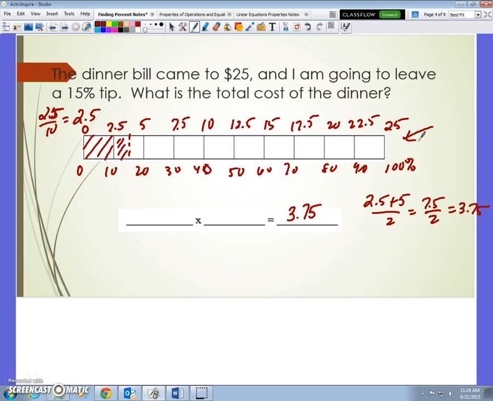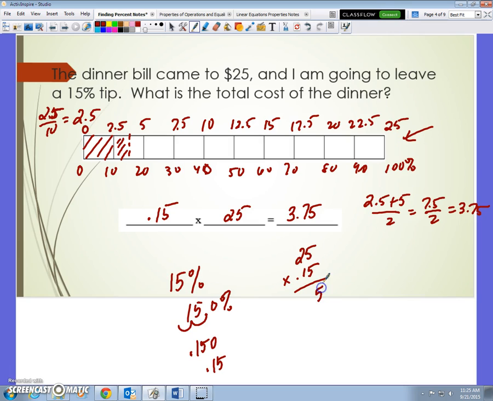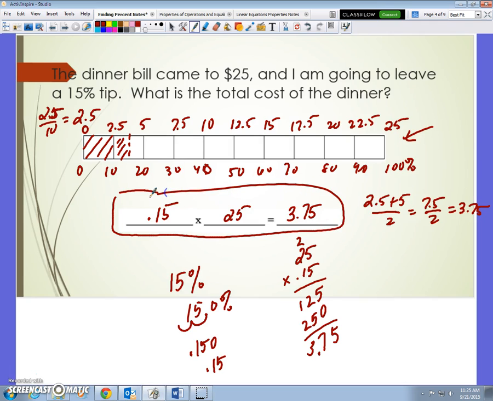Okay, we don't really need this chart anymore, because what we can do is we can change 15% or 15.0%, either way, to a number by moving it 2 decimal places. 0.150, or you could even write 0.15 would be appropriate. I'm going to start with my new decimal for my percent as 0.15. I'm going to multiply what my total bill was times 25. And when you multiply 25 times 0.15, you get 3.75. And I'll do it longhand here for you so you understand what I'm saying. 3.75. So you get the same thing whether you draw the picture or not if you change the percent to a decimal and multiply by the original number.